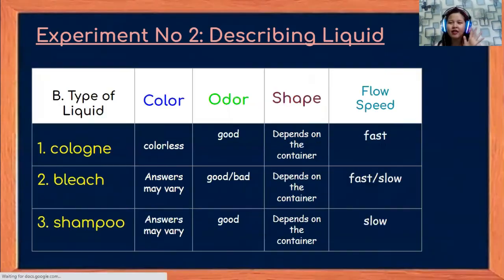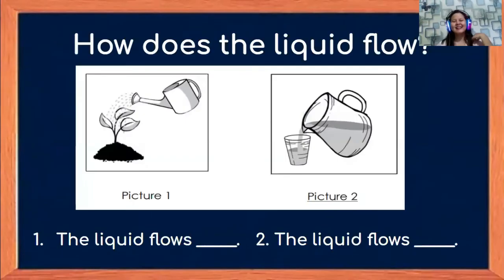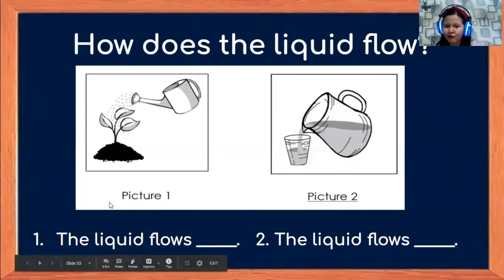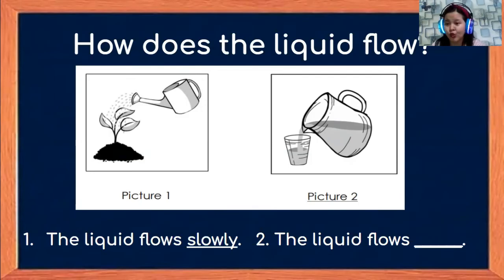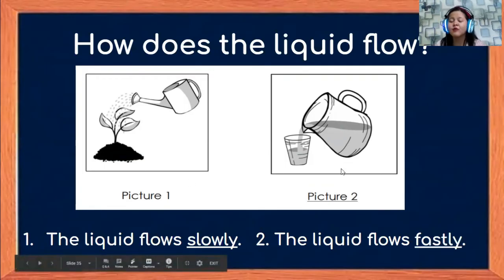Next, here are the possible answers, but I won't show them to you. Now, we have here the question, how does the liquid flow, based on this picture? Look at the pictures. How do you think the liquid flows in the first picture? Does it flow fast, where all of the water will come out, or does it flow slow? The correct answer is the liquid flows slowly. It does not flow all at once or fast. Unlike this, number 2, the liquid flows fast.